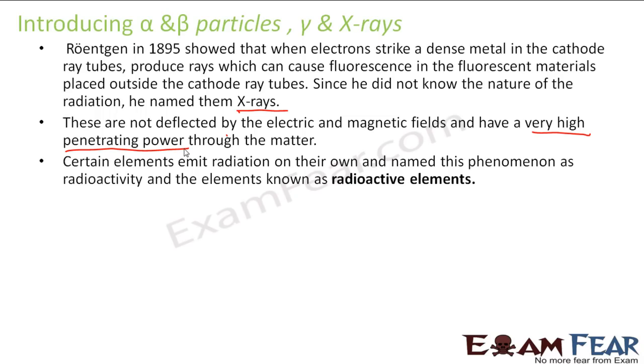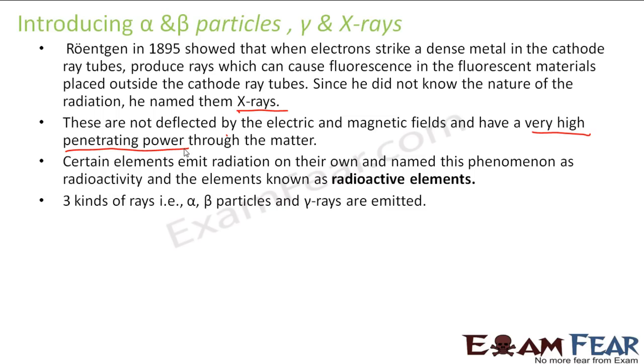Now, there are certain elements which emit radiation on their own, and this phenomenon is known as radioactivity, and such elements are called radioactive elements. Mostly they generally have very high atomic numbers in your periodic table. So it is a property which is characteristic to those elements. It doesn't happen with all elements, right? So there are some elements capable of emitting radiation even if you don't do anything to them. I mean, they are just left on their own and they will emit radiation. So this phenomenon is called radioactivity, and such elements are called radioactive elements. We will talk about radioactivity in detail in our next lesson.